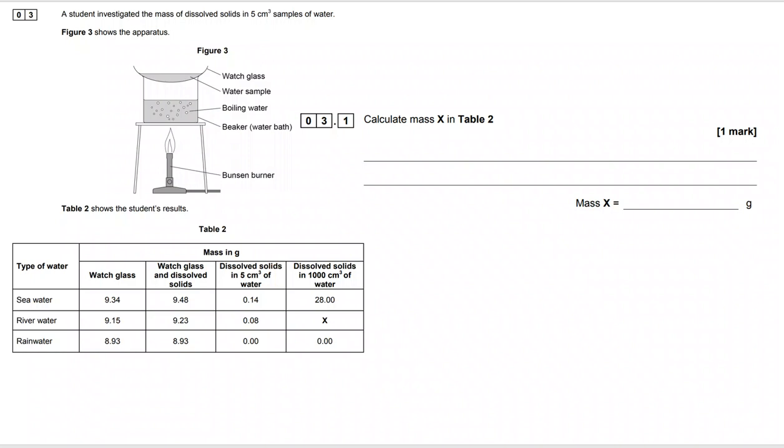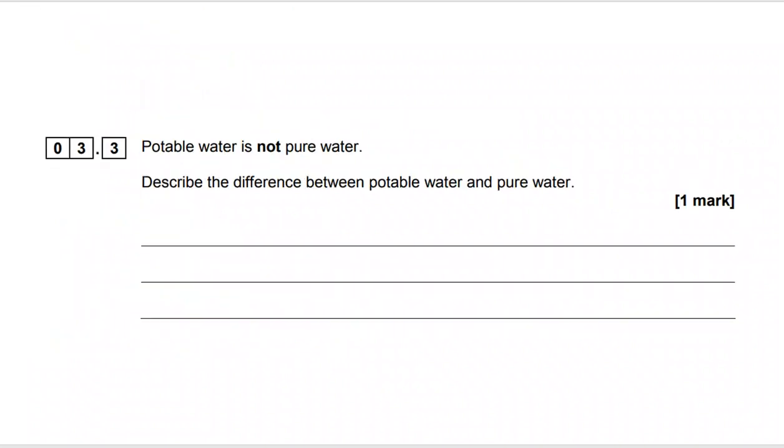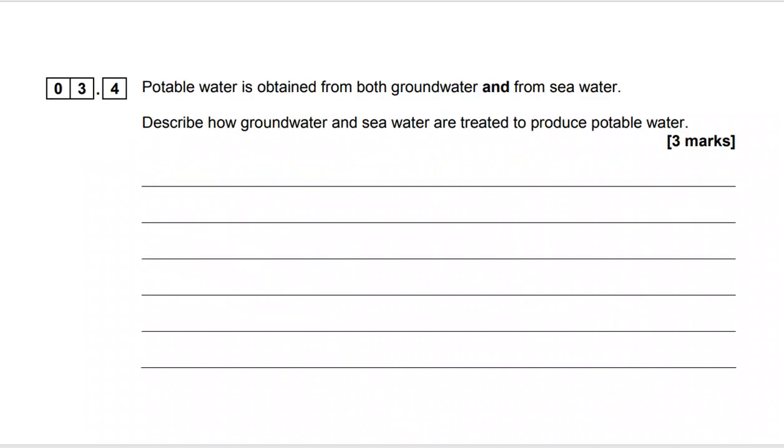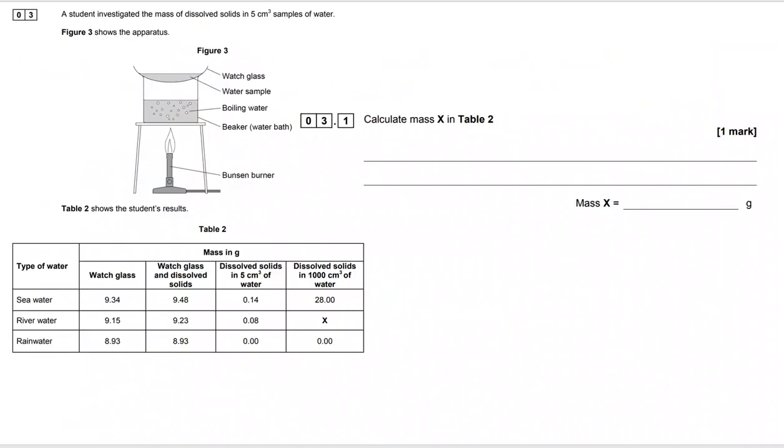Here's 3.1, 3.2, 3.3, 3.4, and finally 3.5. There are 9 marks available in total. So let's go back to question 1.